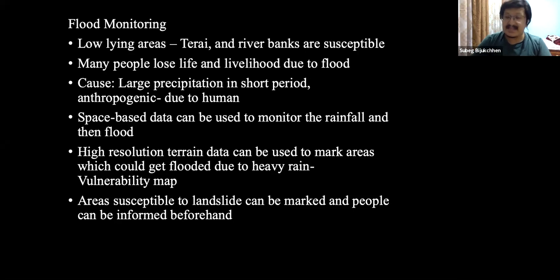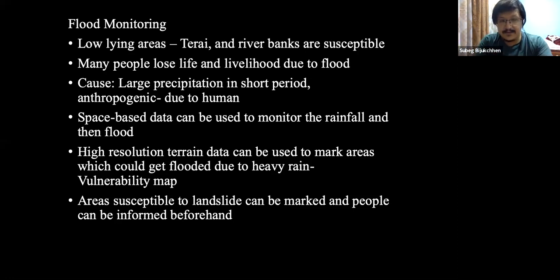If there's a big precipitation, because if it rains continuously for 24 hours, the river doesn't suddenly grow bigger. It takes time. So if we have that vulnerability map, and you see a lot of rainfall coming, we can contact those people around the vulnerable areas and say your area is really vulnerable to flood. Please go to higher areas.